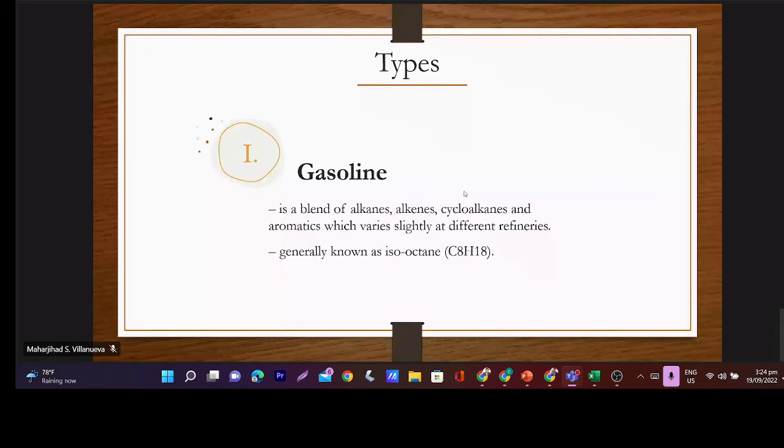Tapos para po makapag-produce po ng gasoline, it is achieved by distillation of crude oil at dito po ang tatanggalin lang po yung petroleum. Tapos it is most common in spark ignited combustion engine. Dahil ang boiling point niya po ay from temperature na 35 degrees Celsius to 200 degrees Celsius.